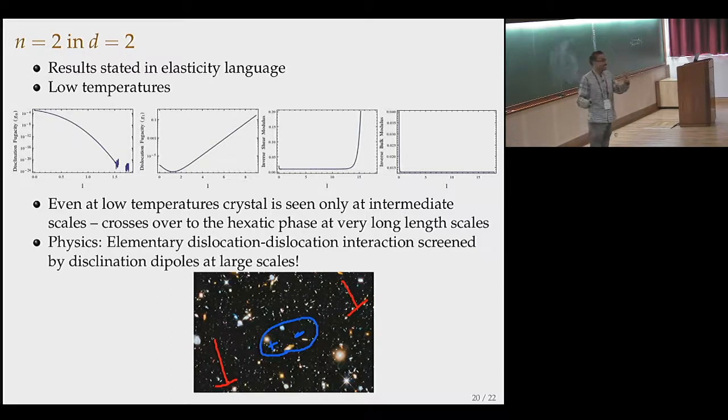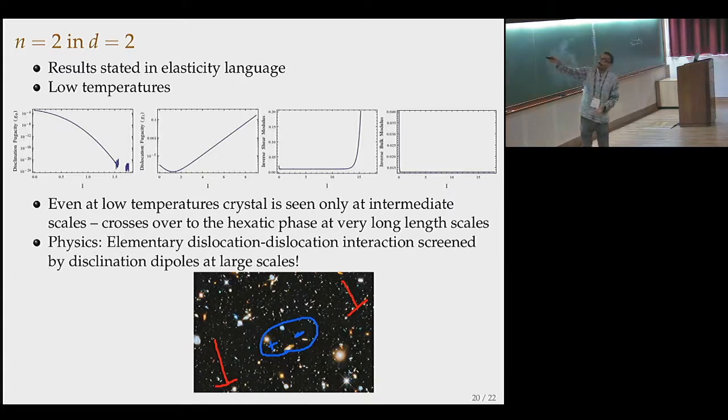But you see that the disc at low temperatures is supposed to be a crystal, which means that the fugacity of the dislocation is supposed to die. But what happens is it has some dangerously irrelevant character, right? So it dies, and then over some size scale, it starts to grow up, right?